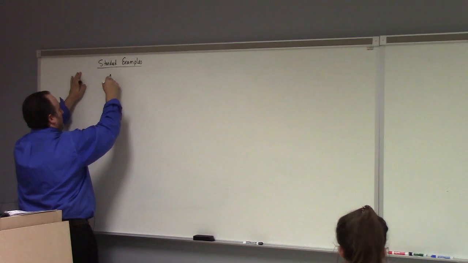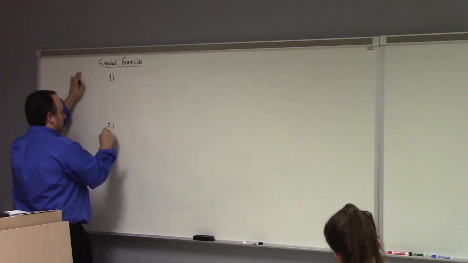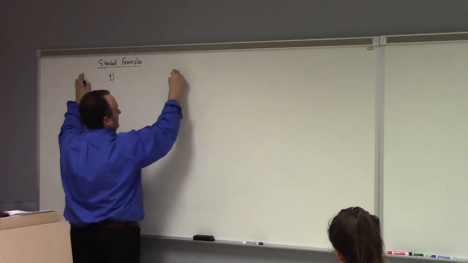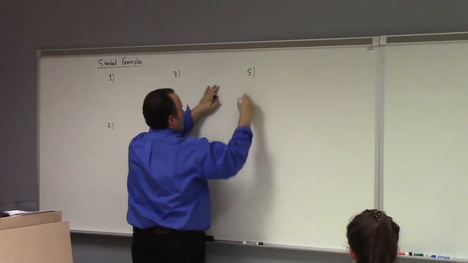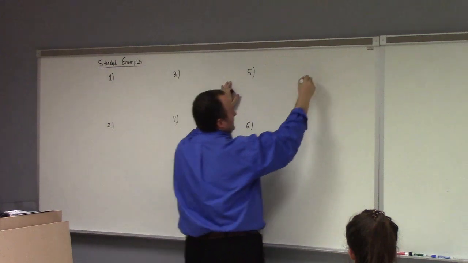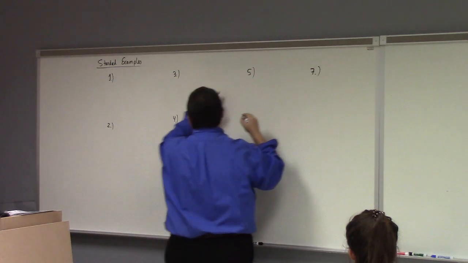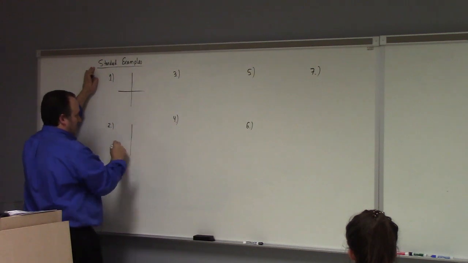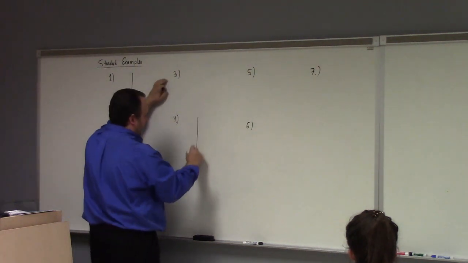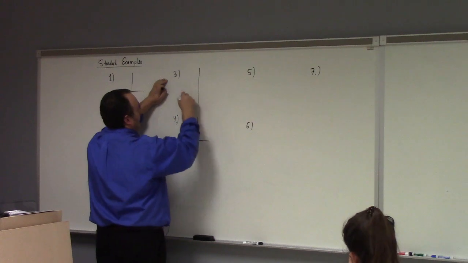So let me do here. 1, 2, 3, 4, 5, 6, and finally 7. And I need a little axis for each. I'll draw the graph in a different color.